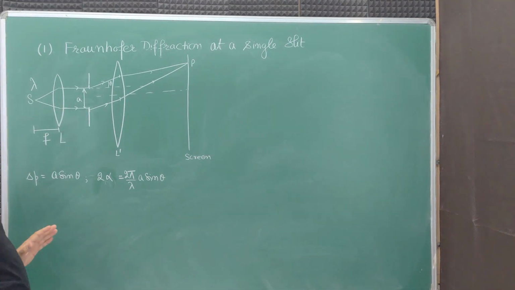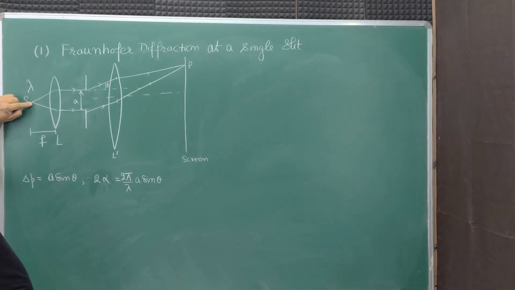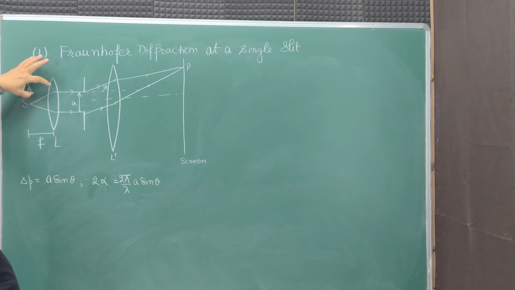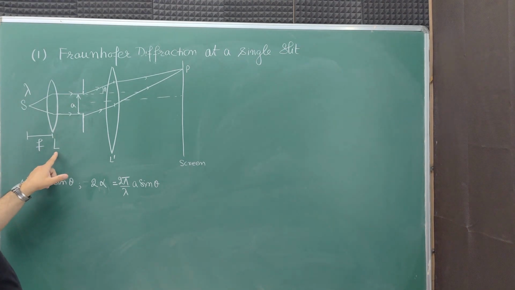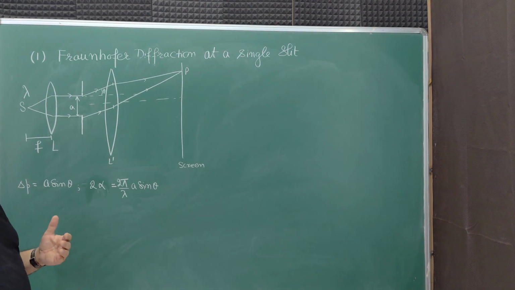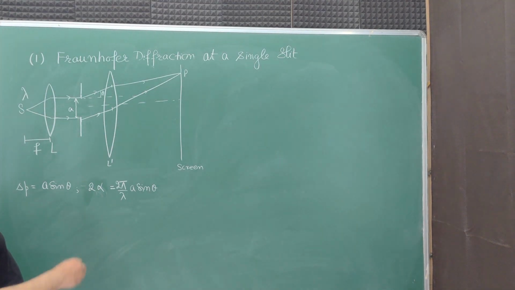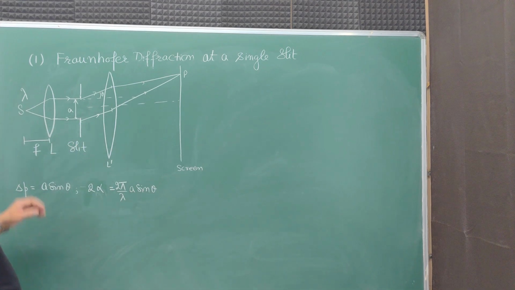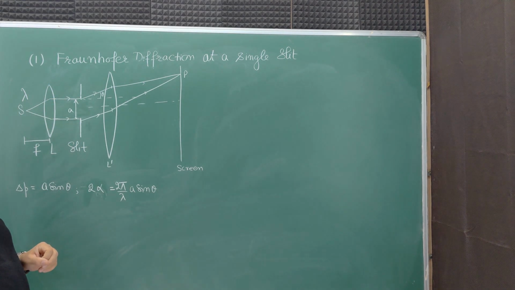The arrangement of this experiment is you take a source which is a monochromatic source of wavelength lambda kept at a distance which is equal to the focal length of this converging lens L, so that we get the parallel rays, or in terms of the wavefront we can say that we get the plane wavefront. Now this plane wavefront is coming on a slit which has a width as small a.